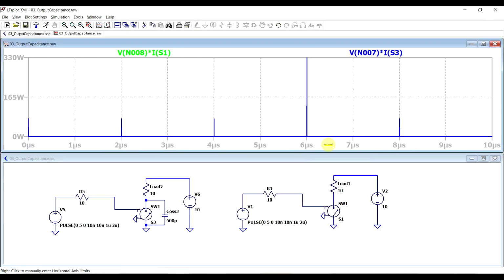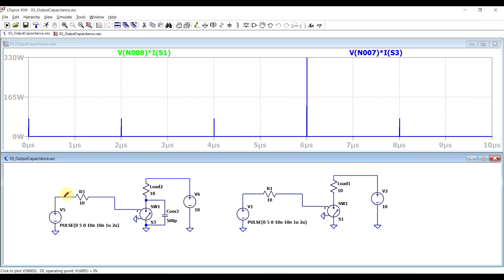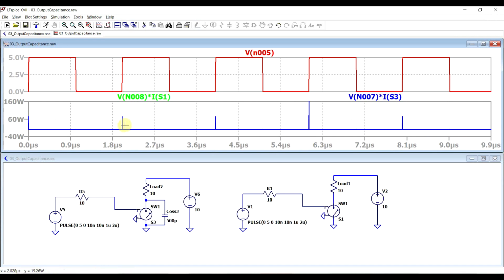So we can see these extra spikes appearing, so these blue ones, which are much larger than anything that was present on the old circuit. And if we zoom in a bit, we can see that these are appearing only on the rising edge of the input signal. So when the transistor is switching off, the capacitor gets charged through the load. There is no loss associated with this. But when the transistor is turning on, then this capacitor gets discharged through the switch, hence this extra power dissipation that is appearing.